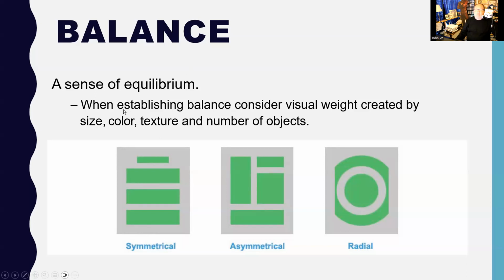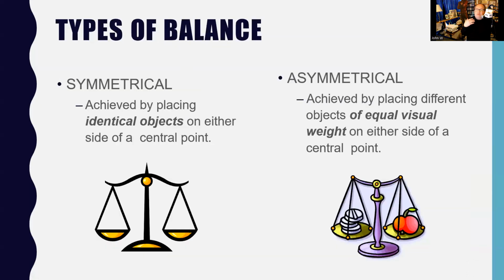Sense of equilibrium, establishing balance: consider visual weight created by size, color, texture, number of objects, things we've talked about already. Really, what we're talking about here is how to use what you've learned. So you've got two scales here. The one on the left is the symbol of justice, still a scale, very formal looking, symmetrical. Justice is supposed to be equal, until you put the person on there and charges on the other side. Excuse me.